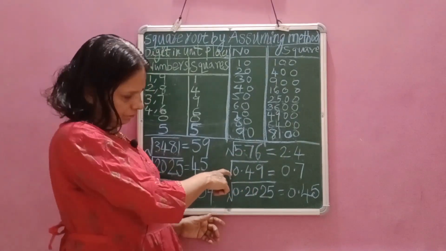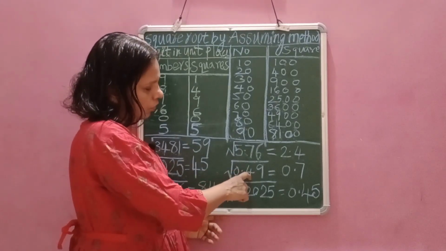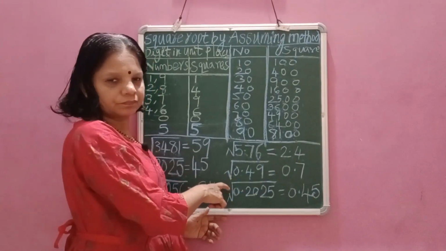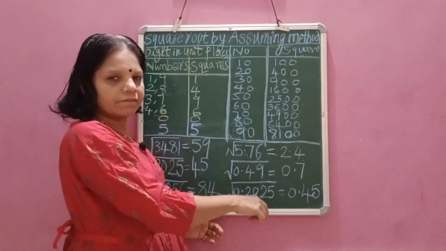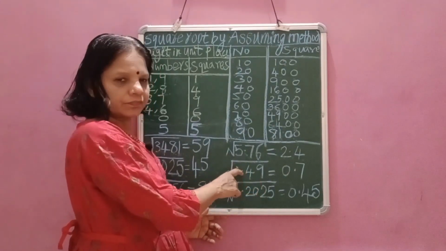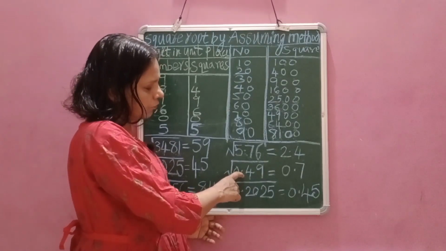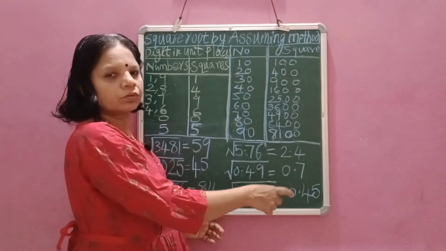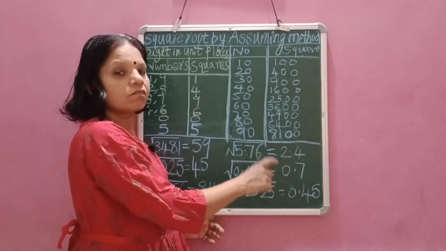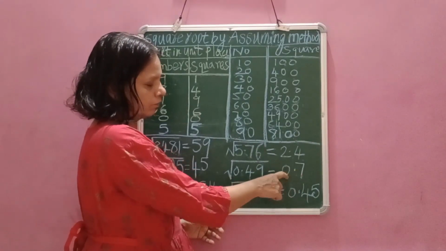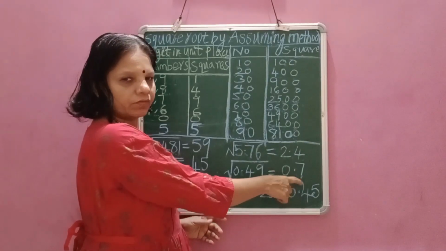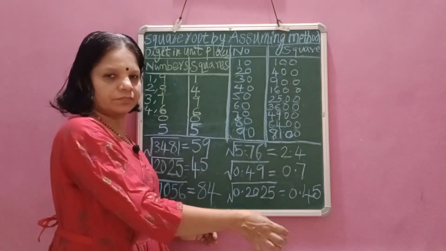Now see here. 0.49. What is the square root? You know that the square root of 49 is 7. So here we put the decimal point before two digits. So in the root, it should be before one digit. So only one digit is there, 0.7. You can place 0, 0.7.